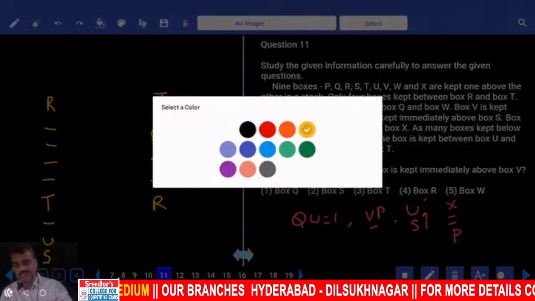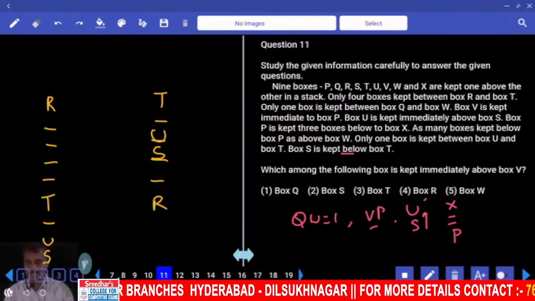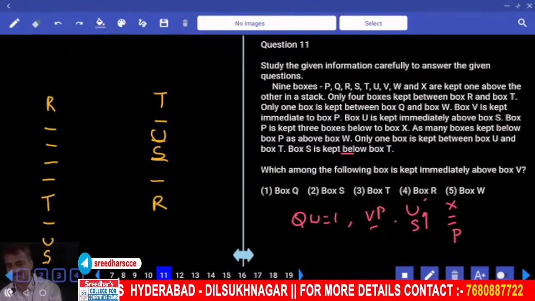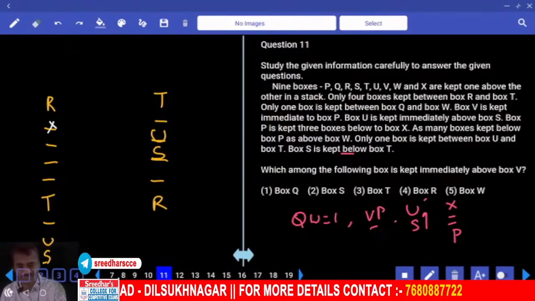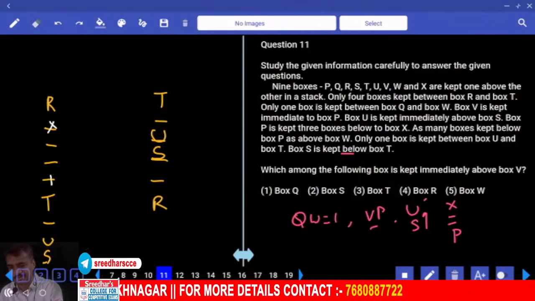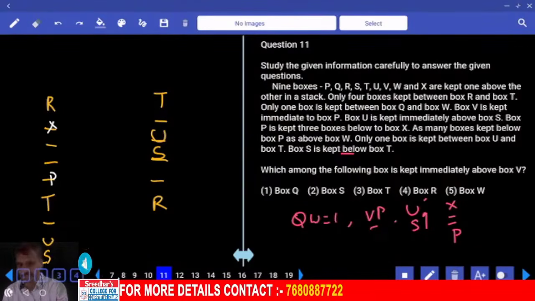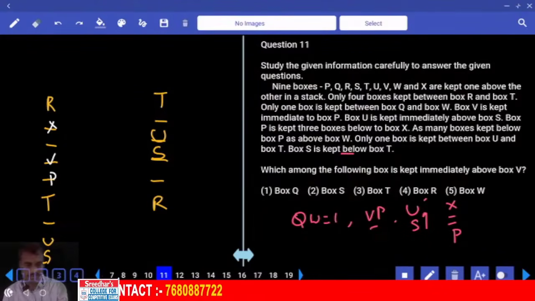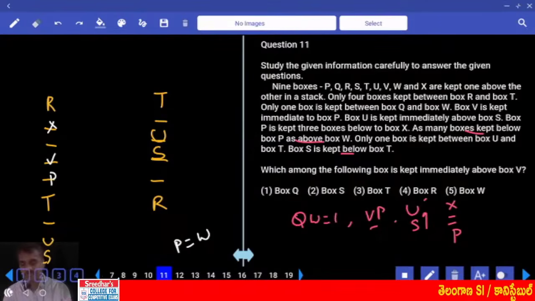Now X and P, tell me where can we have this X and P? Can we have X at this place? My X is above this one, right? Now X and P, you can have X and P like this. If X and P were like this, V and P are adjacent, V will be here. And V is here. What is the other information we have? P has so many boxes. Now P and W, you need to have an equal number of boxes.